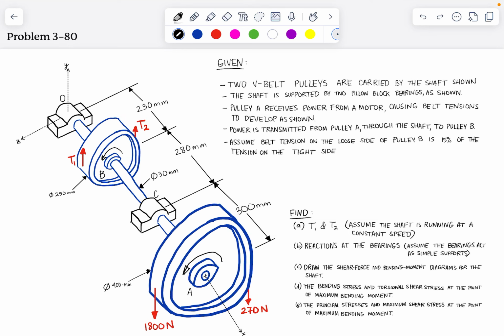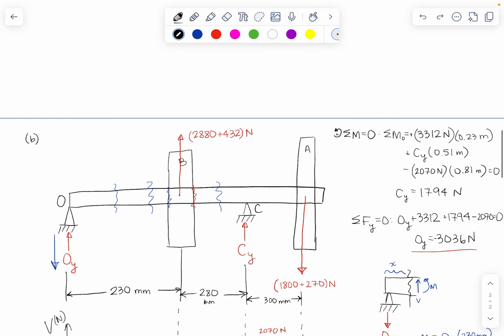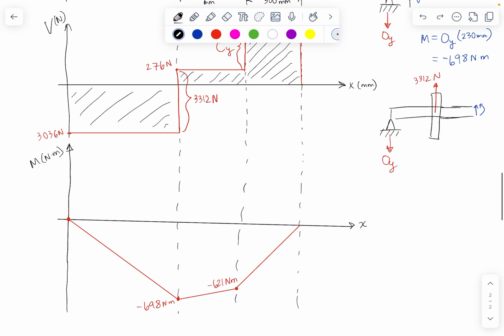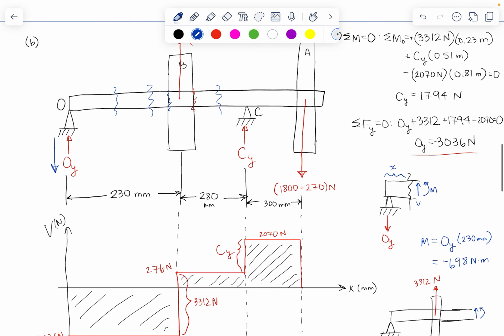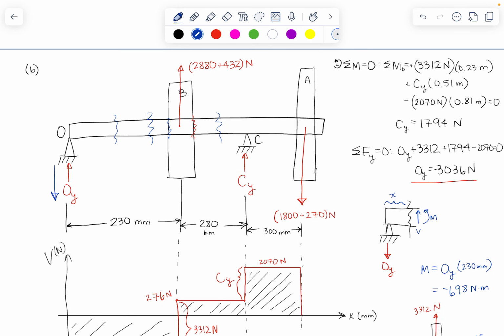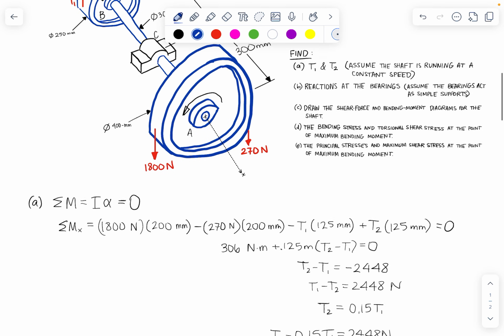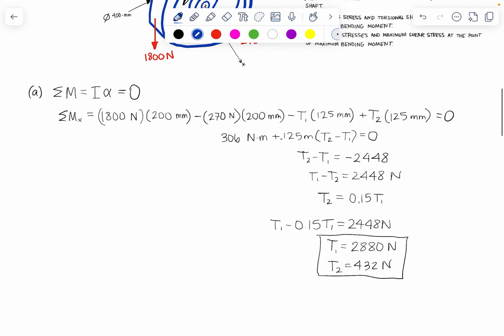Okay, moving on to part D, we're asked to find the bending stress and torsional shear stress at the point of maximum bending moment. So let's take a look again at our shear force and bending moment diagrams that we developed in the last part of this problem. And we see that the point of maximum bending moment is right here, and that is going to be right at the middle of pulley B. So we need to find the bending stress and torsional shear stress at this point.